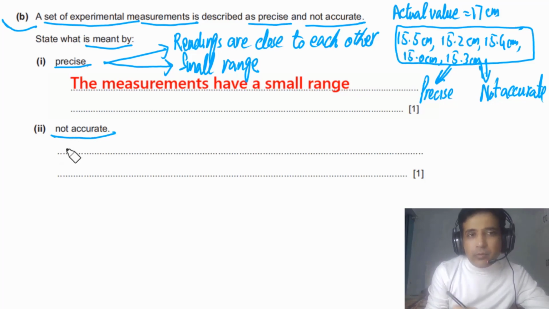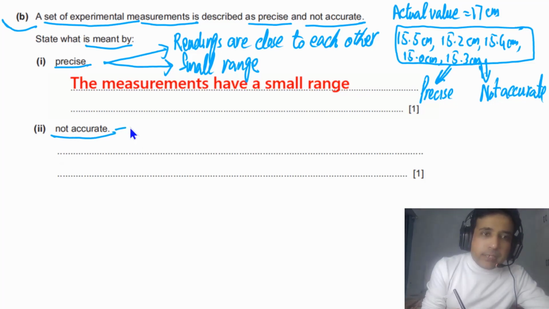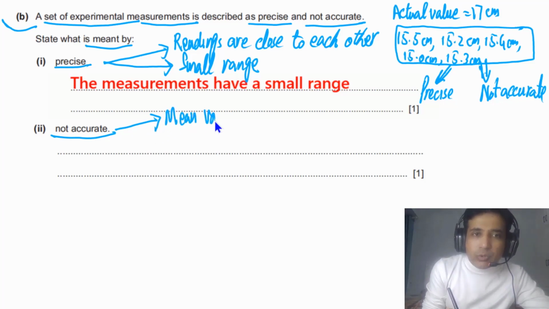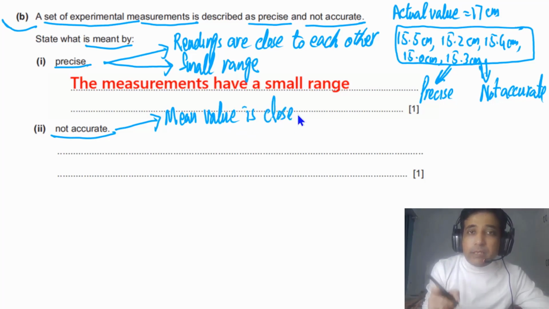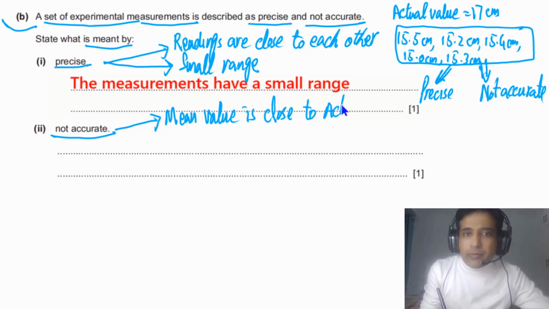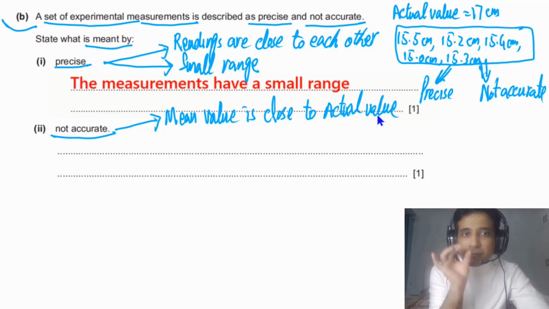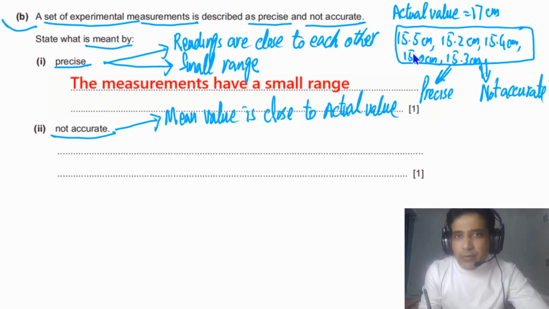Now let's try to understand what is meant by not accurate. Data is accurate if the mean value is close to the actual value. So this is how you can define accurate: your data is accurate if the mean value of your data is close to the actual value. But in this case, the mean value is not close to 17 centimeters, so this data is not accurate.